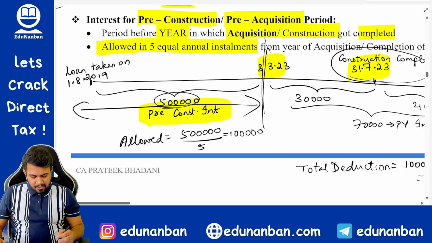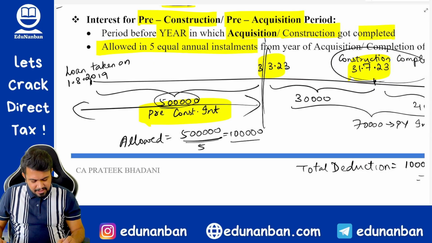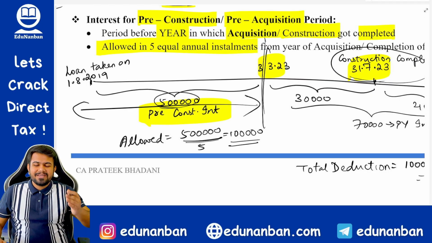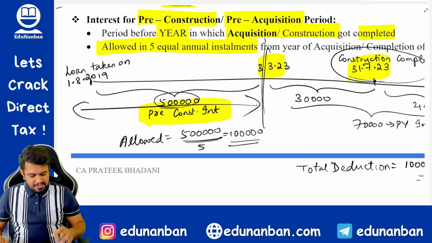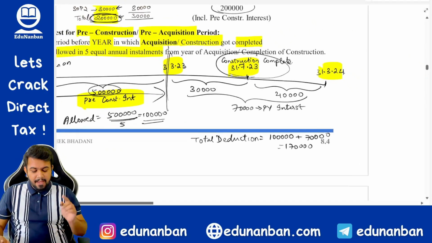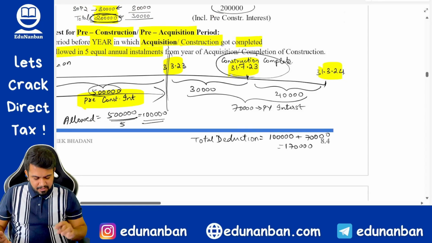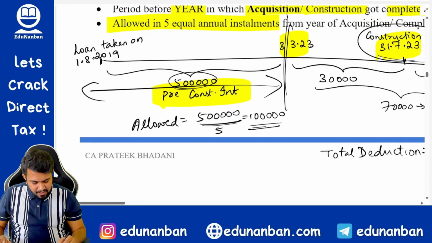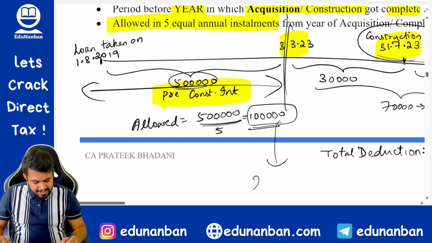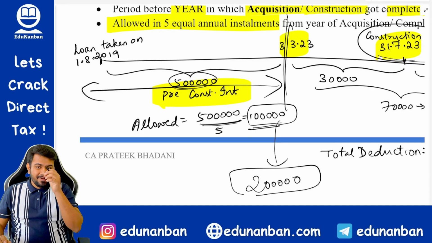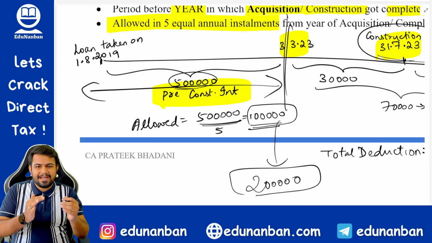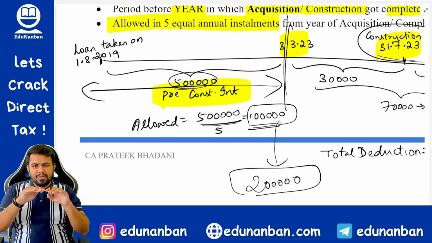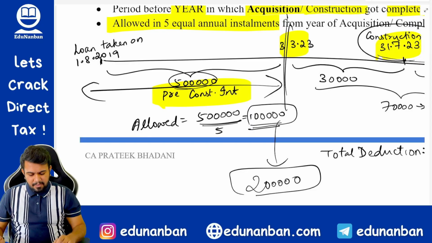So how will it be allowed? 5 lakh divided by 5 is equal to 1 lakh. So for 5 years, every year you can claim 1 lakh rupees as deduction, which is called pre-construction or pre-acquisition deduction. But here also you be very careful. This 1 lakh rupee allowed as deduction is also included in that 2 lakh rupee limit. Even pre-construction interest or pre-acquisition interest should be included in that limit, and maximum you can claim 2 lakh rupees only if it is a self-occupied property.